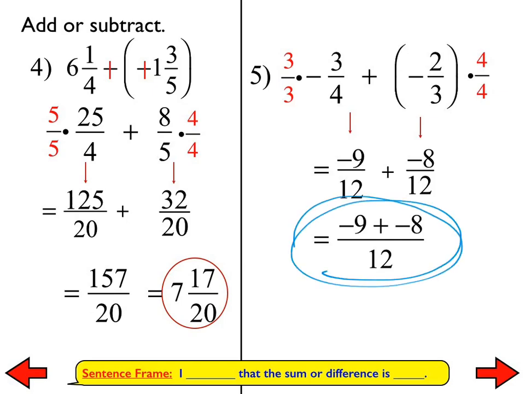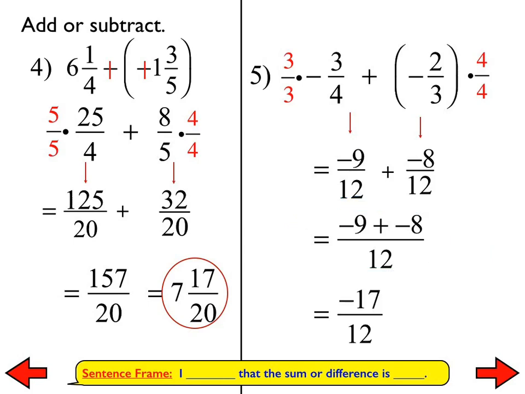One more time. I went around helping a couple of people on both of these problems, and the people who were getting an incorrect answer were skipping that step right there. You're way less likely to make a mistake if you don't skip that step. That is negative 17 over 12, which is negative 1 5/12. Any questions with number 5? All right, how about number 6?